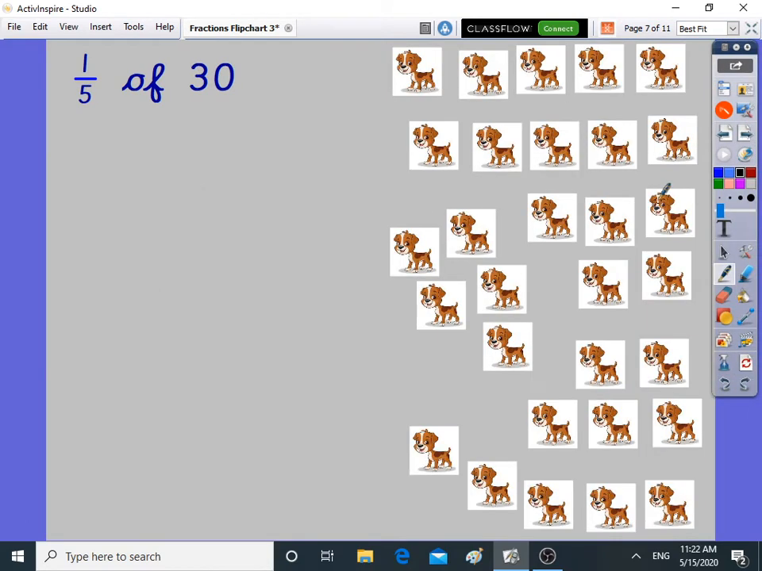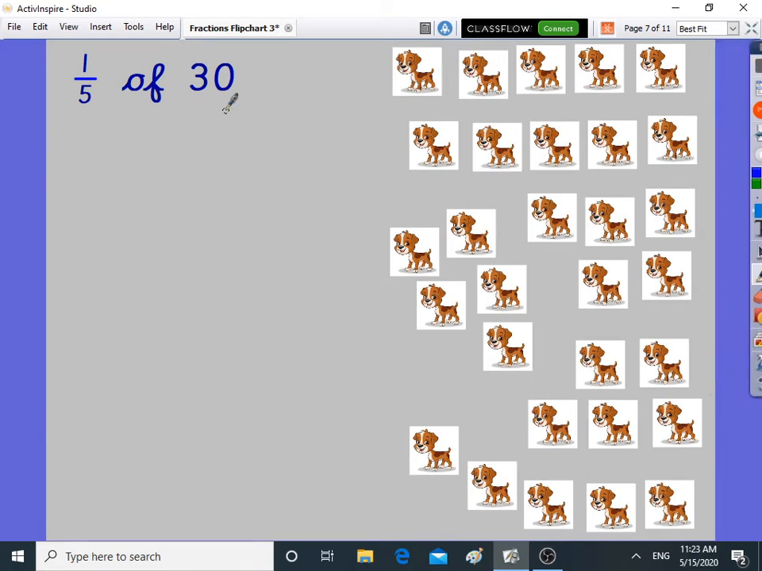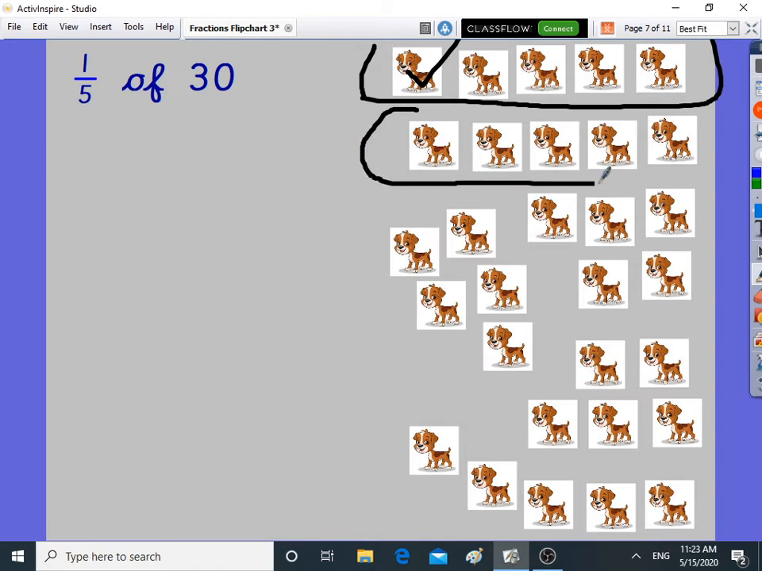Last example with all the pictures and then we will lose the pictures. This is quite big. A lot of pictures here. 30 dogs. 1/5 of 30 dogs. So first way, I'm going to get 1 out of every 5. There's 5 at the top there, isn't there? I'll just get 1 of them. There's another 5. That's nice.